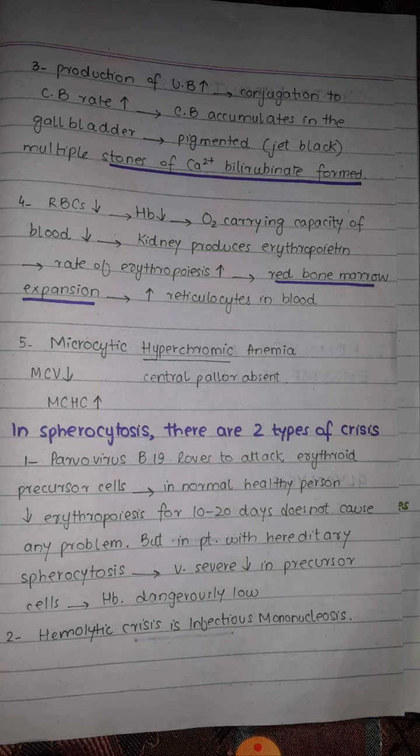But if a person is already suffering from hereditary spherocytosis, then it means that the person already has anemia, and now there is attack of parvovirus B19, which further causes damage to the erythroid precursor cells. So there is a very severe decrease in precursor cells, and hemoglobin becomes dangerously low, and we have to clinically manage the patient. Then there can be hemolytic crisis in case of infectious mononucleosis.